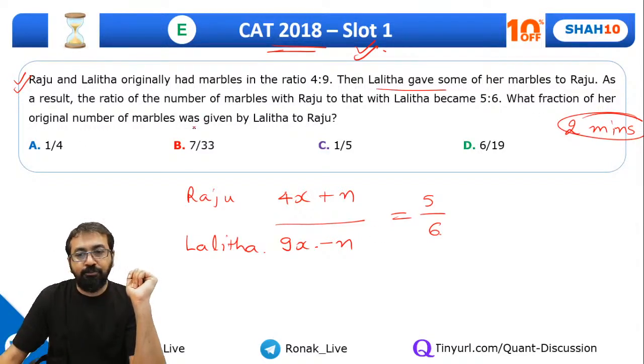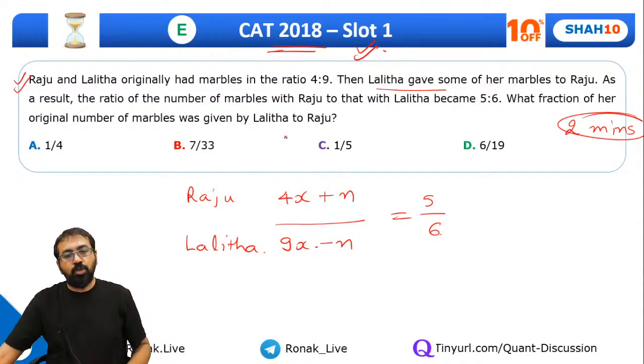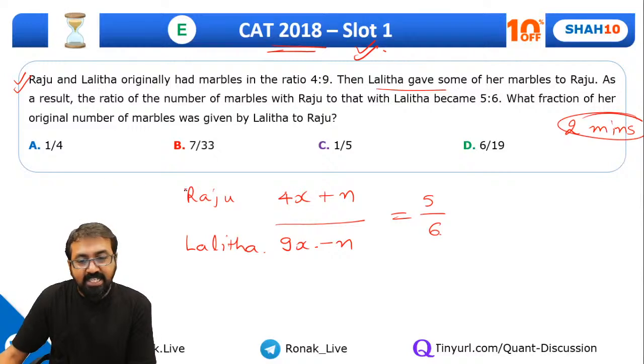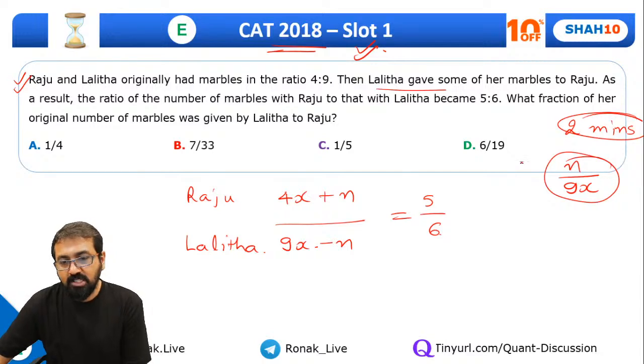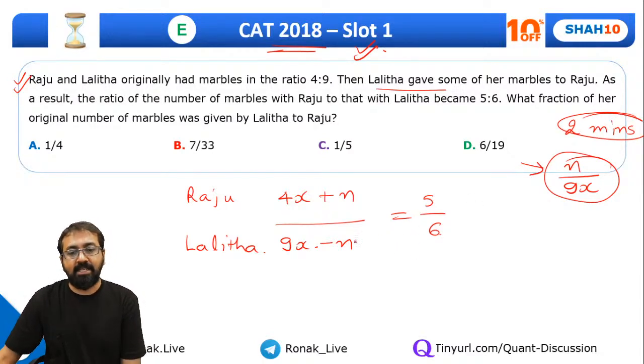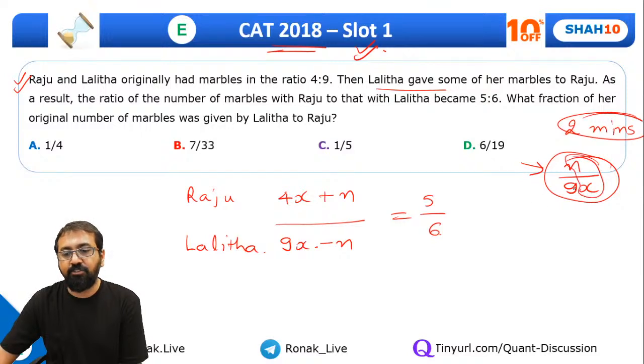What fraction of her original number of marbles was given by Lalita to Raju? Can I say Lalita gave n marbles out of 9x marbles? So this is the fraction that we need to find, n by 9x. Now let's solve it and let's try to find out the value of n by x. Even if we can find n by x, we can put it in and get the answer.